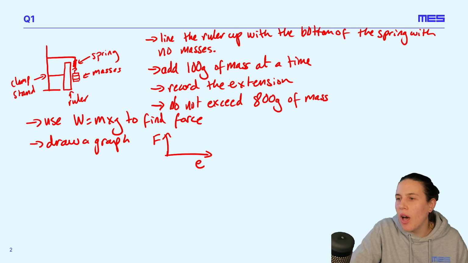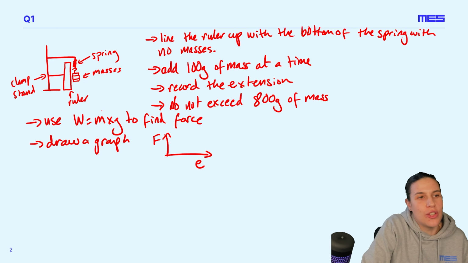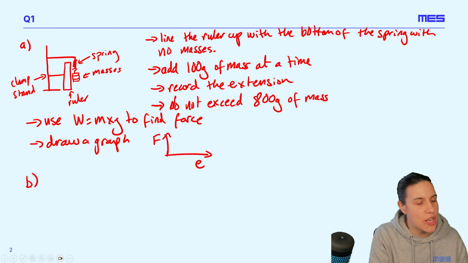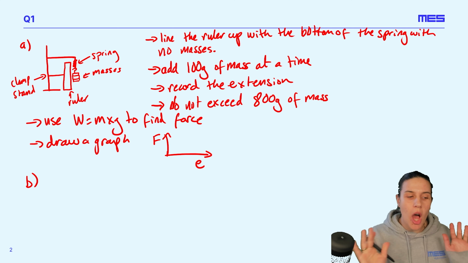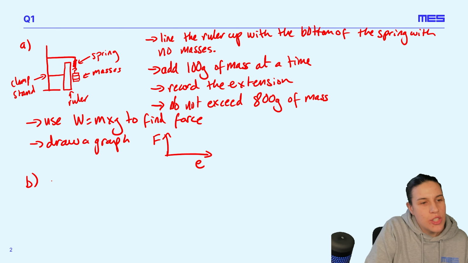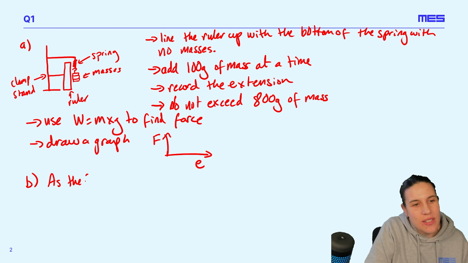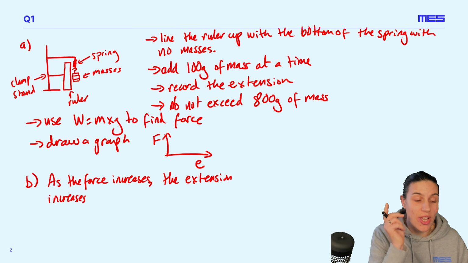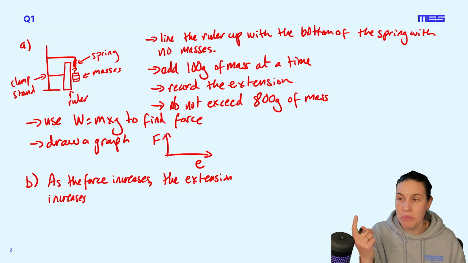Now, for part B, I'm told that the student collects the following results, and I need to describe the relationship between force and extension. So to start with, as soon as I'm asked to describe a relationship, as one thing increases, what happens to the other thing? So as the force increases, the extension increases. Now, this is a 2-mark question, so that's not going to be enough to get me the 2nd mark.